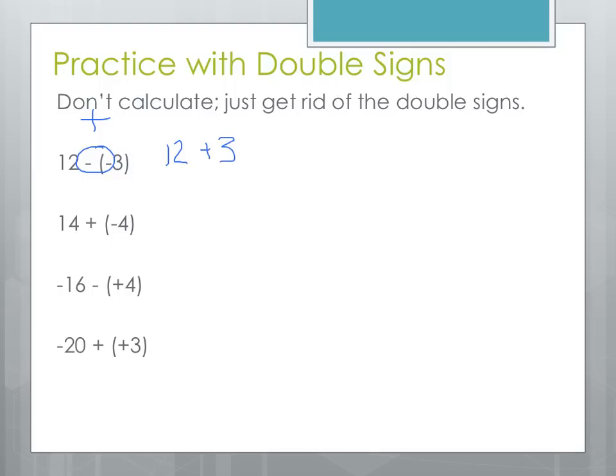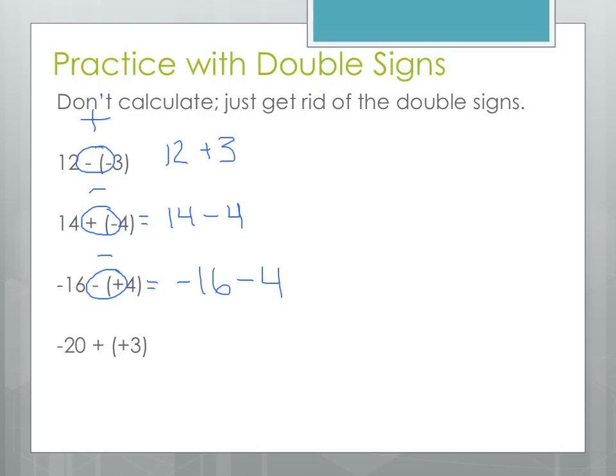In our second example, 14 plus negative 4, again we have a double sign here. Since those are different, it's going to become a minus. So this is going to equal 14 minus 4. Okay. Example number 3, negative 16 minus a positive 4. Double signs right here in the middle. Okay, those signs are different, so we're going to make them a minus. And now we have negative 16 minus 4.